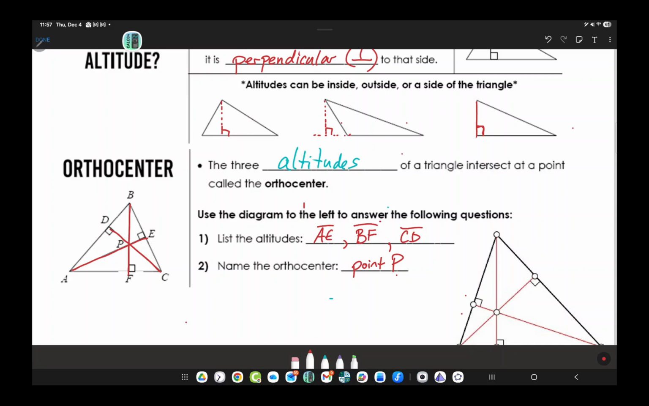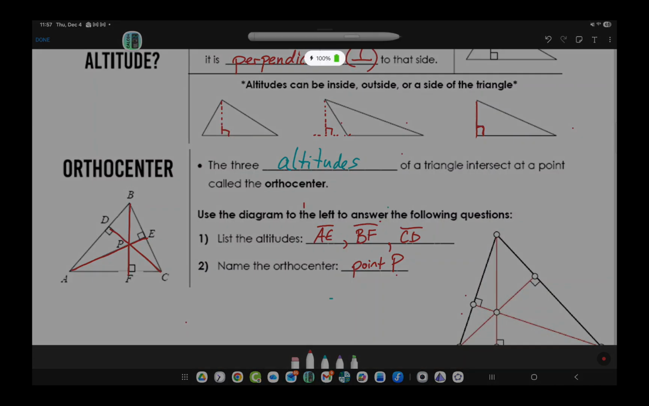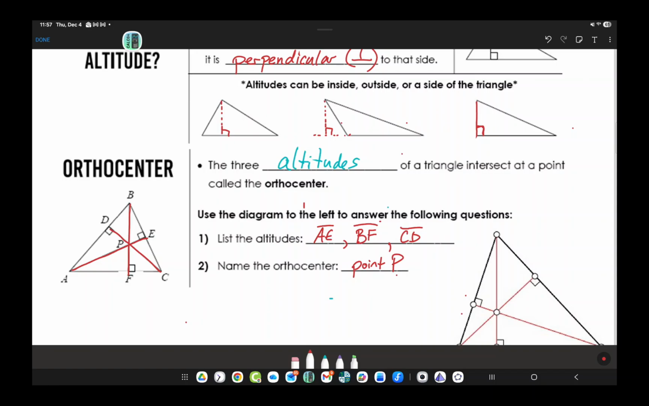So that is it for the notes today. The only thing you're really going to be doing with orthocenter, besides again Pythagorean theorem, is identifying that it's an orthocenter. Okay. That's it.